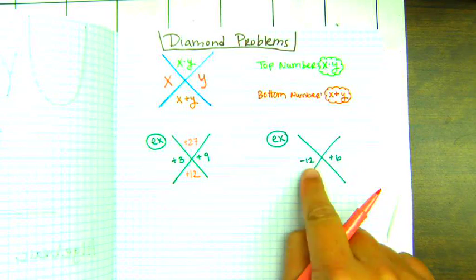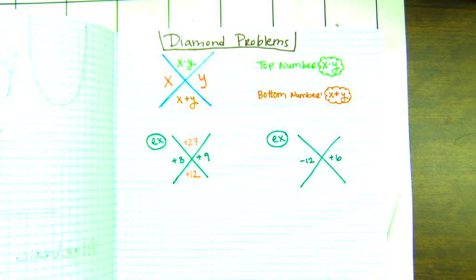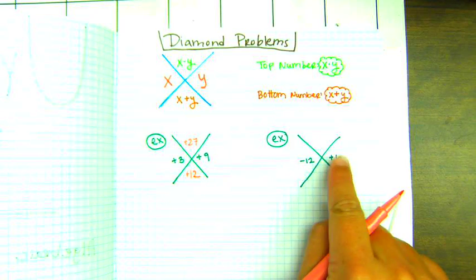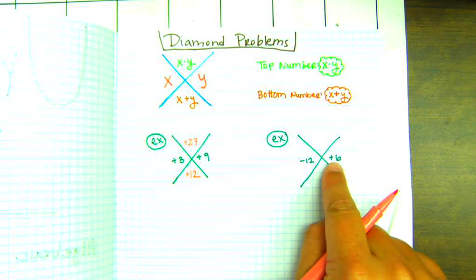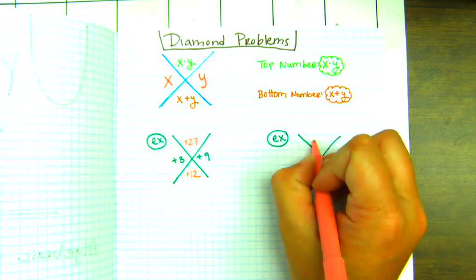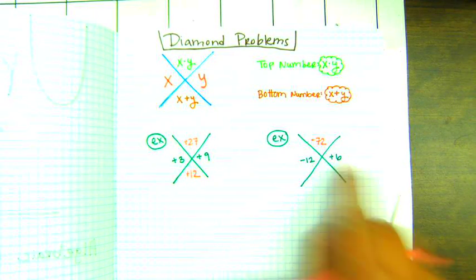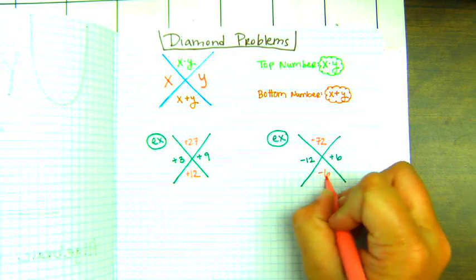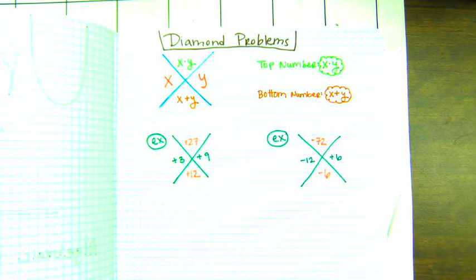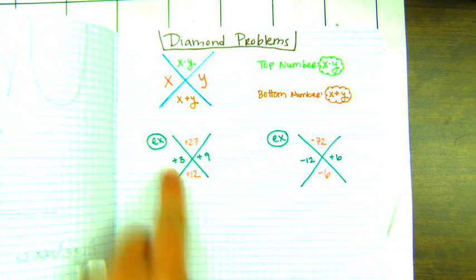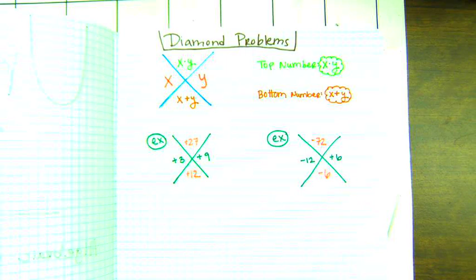Because then when you get over here, when you have negatives, it gets a little bit trickier, right? We have a negative and we have a positive. Well, a negative times a positive is going to give you a negative. So that's going to be a negative 72 up here. And then a negative 12 plus a positive 6 is going to give you a negative 6. And that's why I like to write those values, the pluses or the minuses, just so I can clearly see what my end result is going to be.